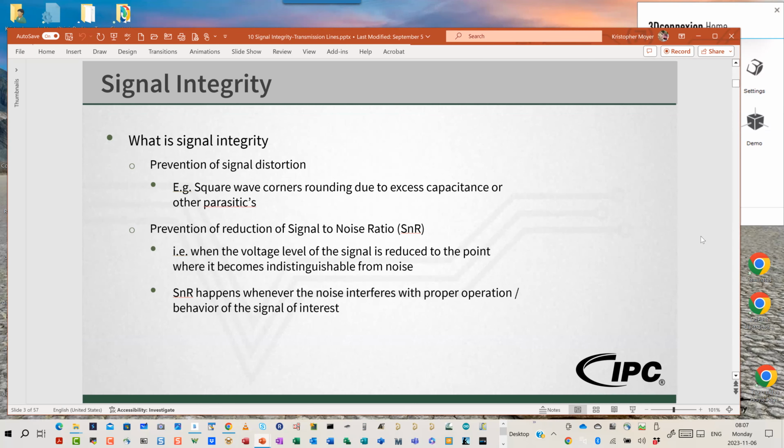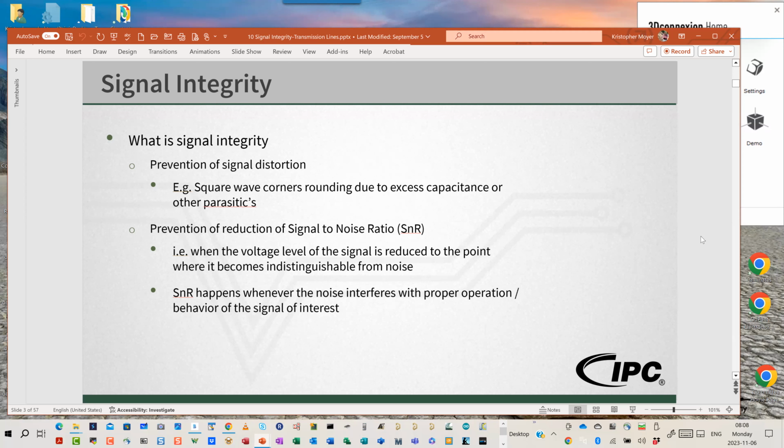So first off, the question that gets asked, what is signal integrity? Signal integrity is the prevention of signal distortion, i.e., as an example, if you have too much distortion on, say, a square wave, you'll look at it on an oscilloscope and see that the edges of the square wave start rounding off, and this is usually due to excess capacitance or other parasitics. We also want to prevent a reduction of signal to noise ratio, or SNR, i.e., when the voltage level of a signal is reduced to the point where it becomes indistinguishable from the noise, you have a zero signal to noise ratio. Your signal level is the exact same magnitude as your noise, or vice versa. We want to avoid this.